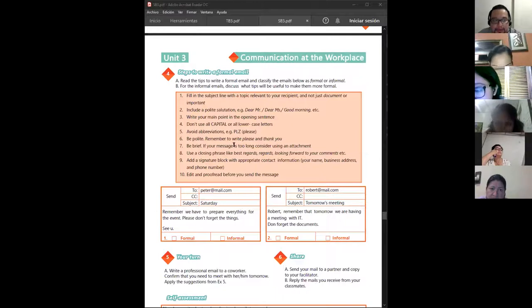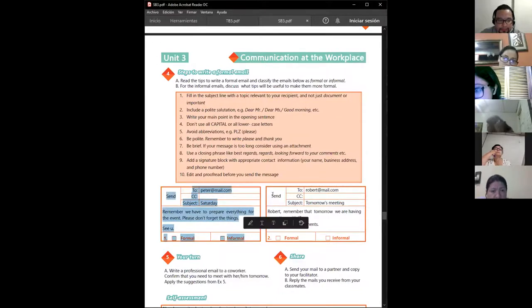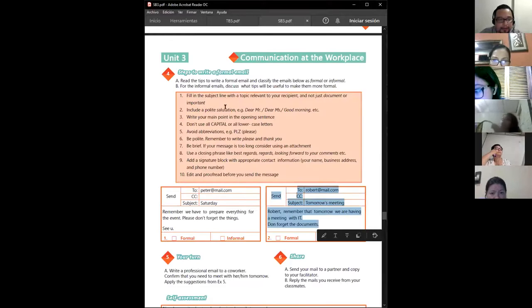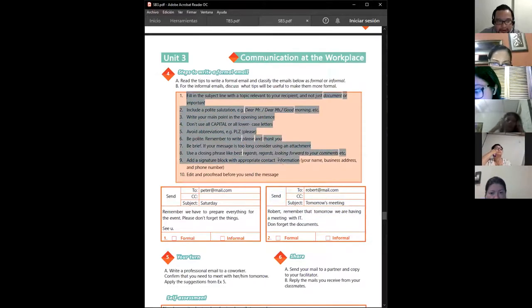Okay, read the tips to write a formal email and classify the emails below as formal or informal. Okay, los emails I will point out. Los emails son estos. Okay. Entonces, vamos a leer todos estos. Estos son tips para escribir un correo formal.